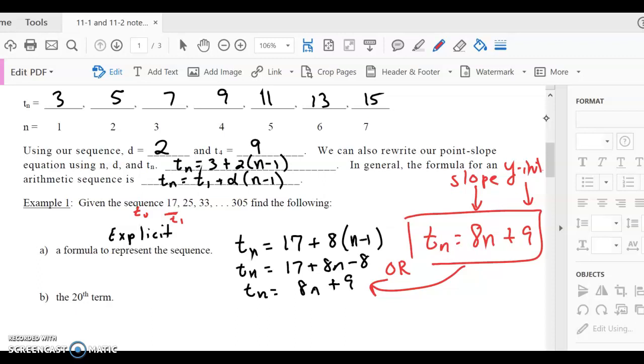Let's continue. Now find the 20th term. The 20th term is t sub 20. So you just plug it in the formula, 8 times 20 plus 9, and you get 169.